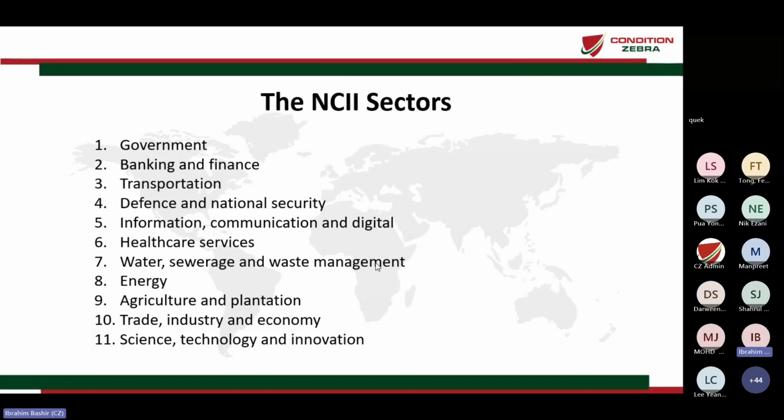Or to the bad guys. And these can actually be very critical. Water, sewage, and waste management, right? These are basically utilities, right? Utility companies, energy as well, right? So for example, like Tenaga Nasional, those Sabah Electricity, Sarawak Energy, right?